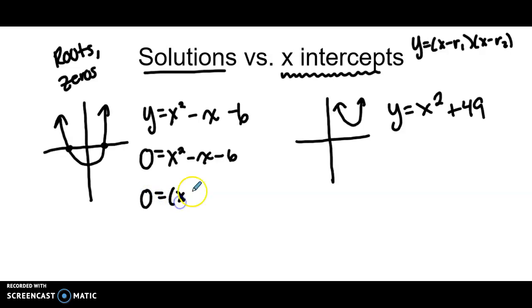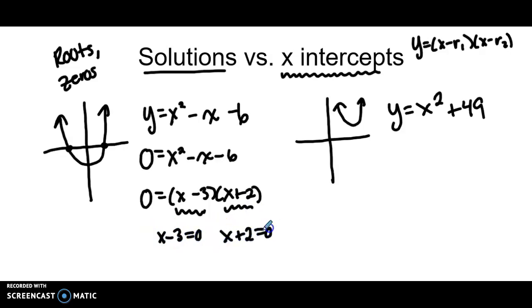I can factor this into x minus 3 times x plus 2. Then you set each factor equal to 0, so x minus 3 equals 0 and x plus 2 equals 0. You get x equals 3 and x equals negative 2. Those are solutions to your equation. Why? Because if I plug in 3 for x, 3 squared is 9, 9 minus 3 is 6, 6 minus 6 is 0. It makes that equation true. If I plug in negative 2, it's going to equal 0 as well.